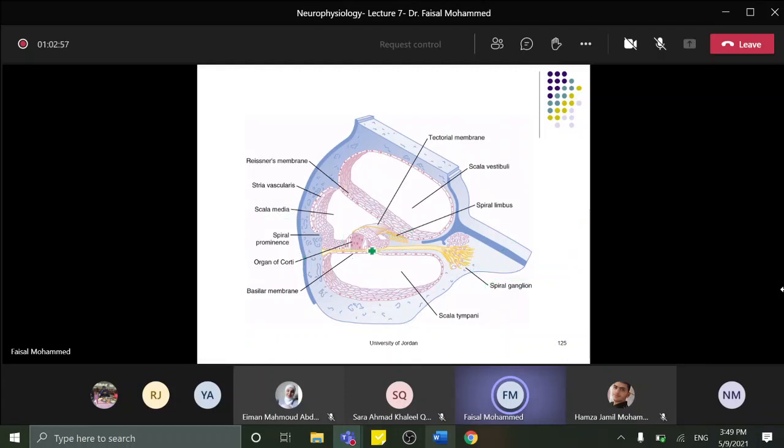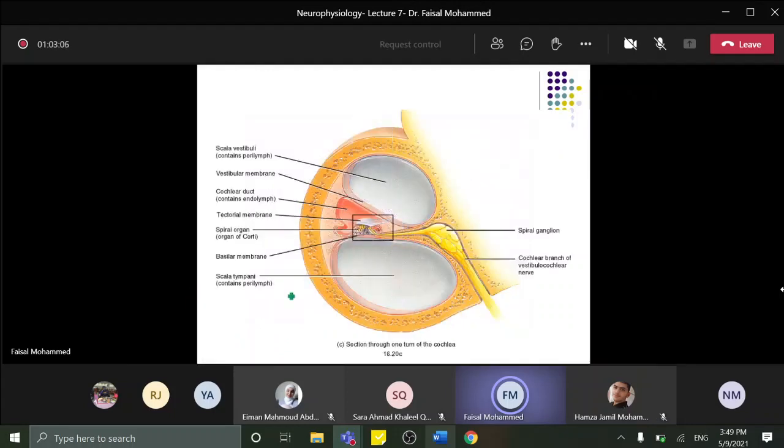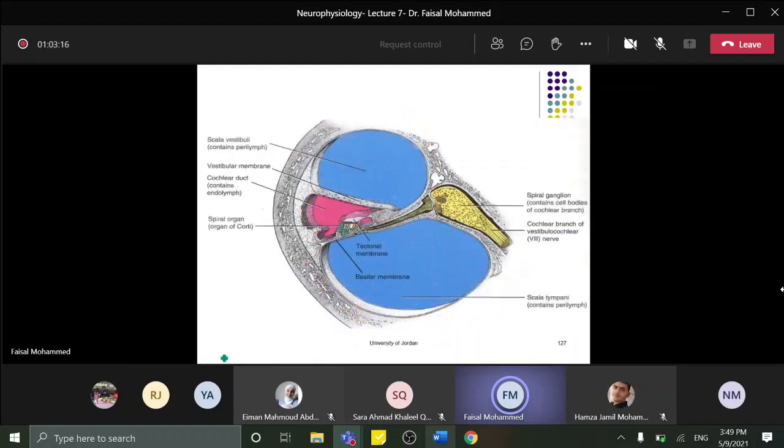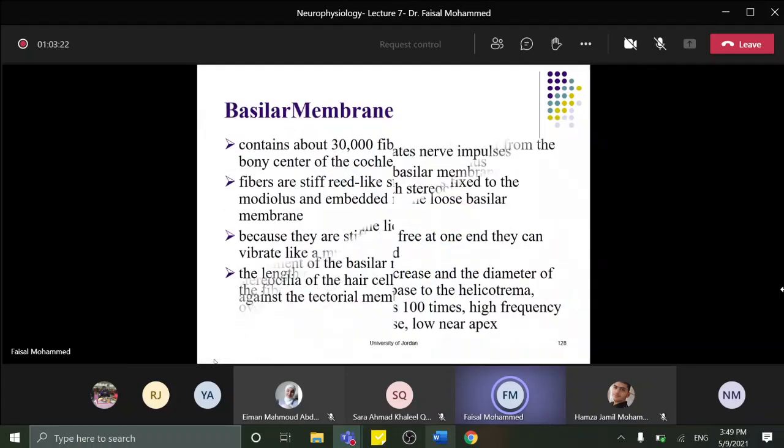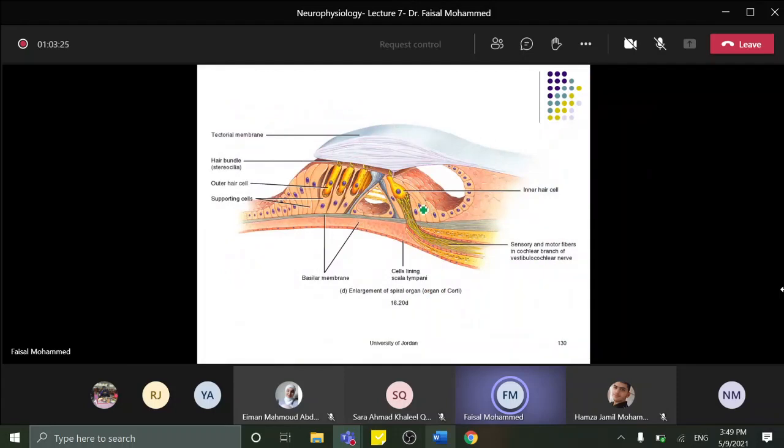Okay, Dr. Hamza? Where is the basilar membrane entirely? In the scala media. Let's enlarge it here. This is the organ of Corti. It is bigger here. There is 1 row of inner hair cells and 3 rows of outer hair cells. Let's enlarge it more. This is the 1 row of inner hair cells and 3 rows of outer hair cells. On top of them, all of this is called the organ of Corti. On top of the hair cells there is a proteinaceous membrane called the tectorial membrane.